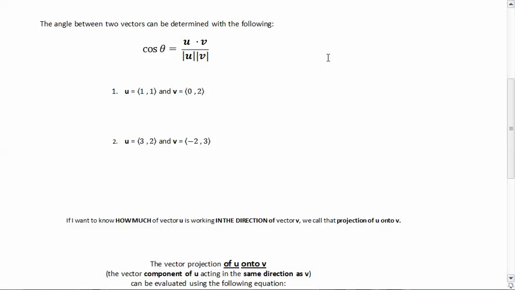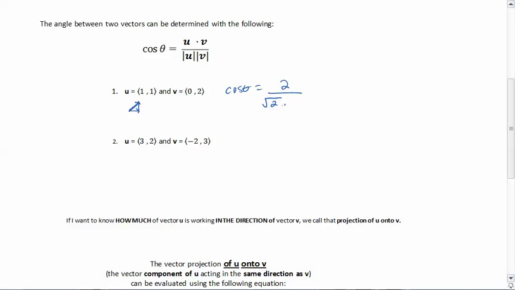So let's start off with this example. We have the same u and the same v for example 1, and the same u and the same v for example 2. So cosine of theta, we're trying to find the angle between, is equal to u dot v. Well, from the first example we found that u dot v was equal to 2, so I'm just going to write 2 over the magnitude of u. The magnitude of u means that we have 1 acting in the x direction and 1 acting in the y direction, and the magnitude is the thing in between. Well, this is just a right triangle, so we find the magnitude by doing the Pythagorean Theorem. So we have the square root of 1 squared plus 1 squared, which is the square root of 2.